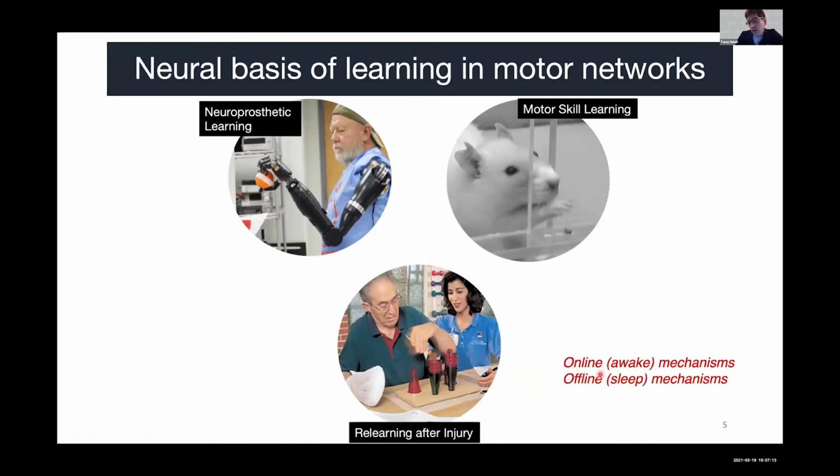And I also want to highlight here that we are interested in both online processes as well as offline processes. By online, I mean awake practice related things that are happening in the brain, and by offline, I mean the sleep processes. So sleep has long been known to play a role in learning and memory.